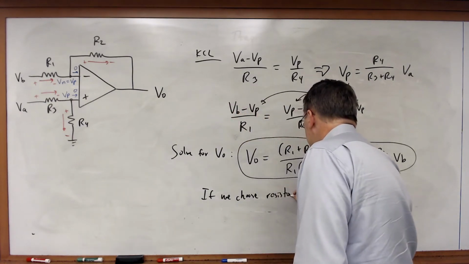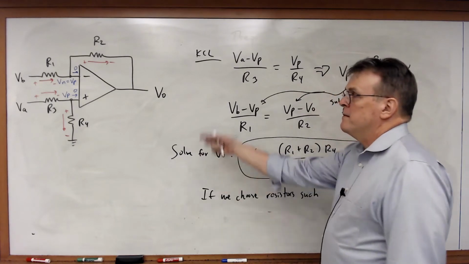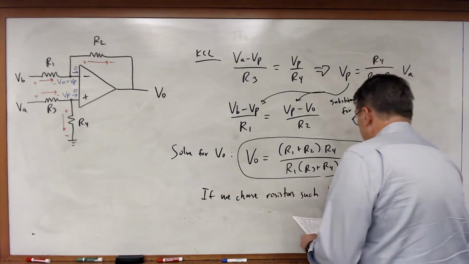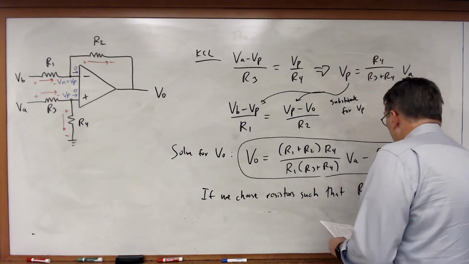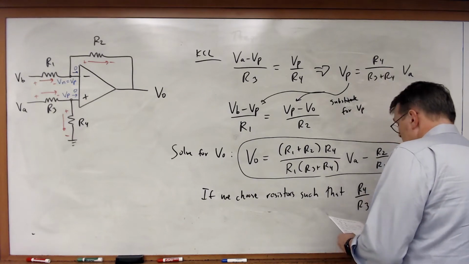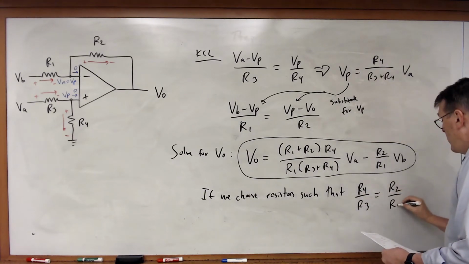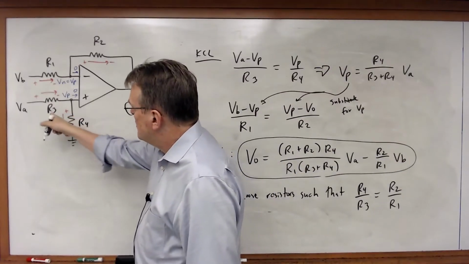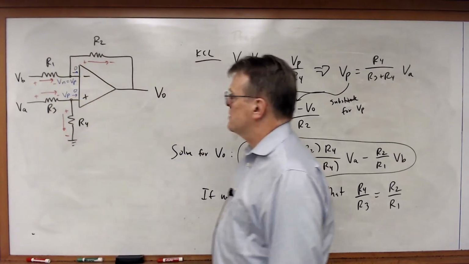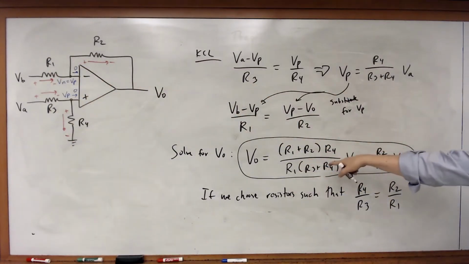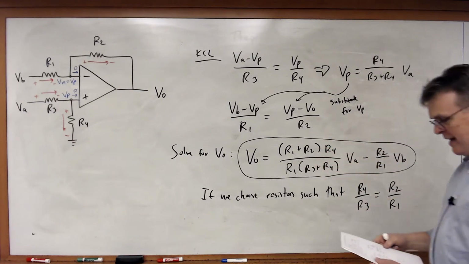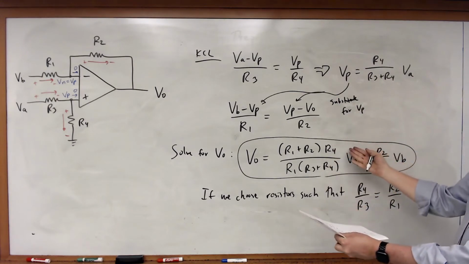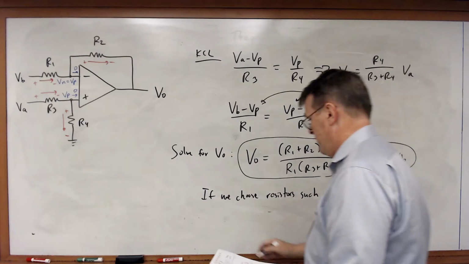So if we choose resistors, and of course we can do that, right? We can select any values of resistors we want. If we choose resistors such that R4 over R3 is equal to R2 over R1. In other words, if we choose resistors so that the ratio of these two resistors is equal to the ratio of those two resistors, something very nice happens to this part of the expression. And once again, if we go through and substitute R4 over R3 and go through some algebra, we can show the following.